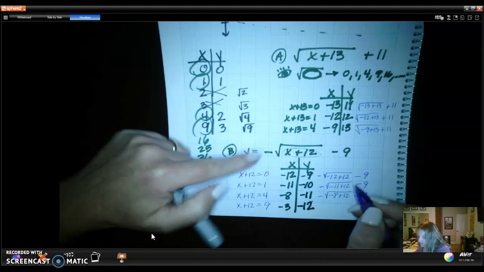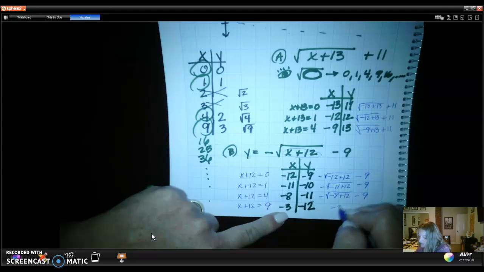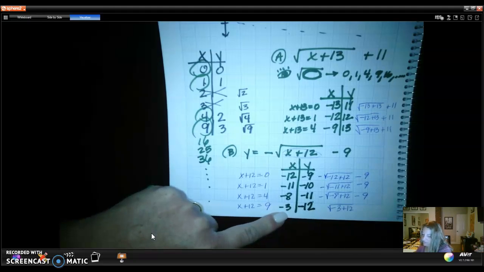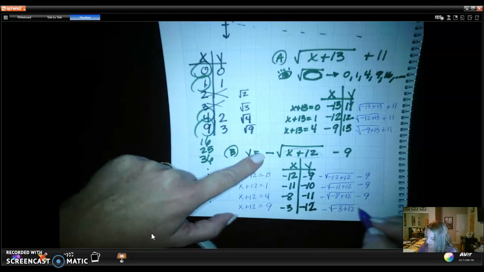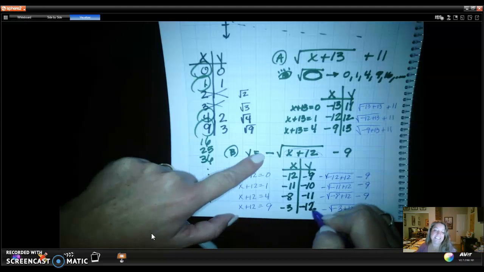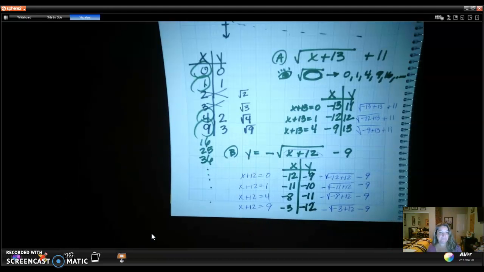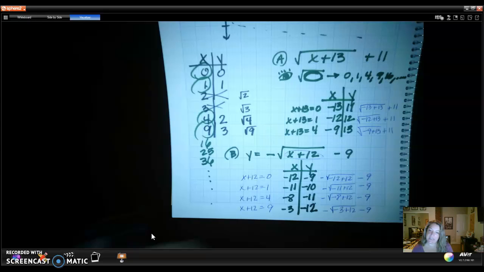So when I put in a negative 3, I have negative 3 plus 12. That's 9. Square root of that is 3. Put the negative in front of it, so I'm at negative 3 minus 9 is negative 12. Yes. Okay, so again, you're going to just turn in the tables of values.